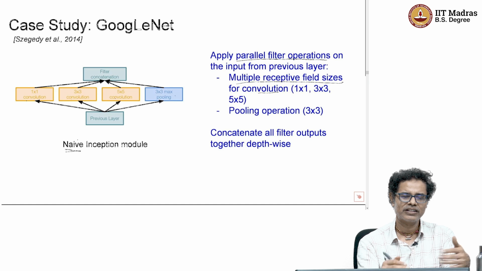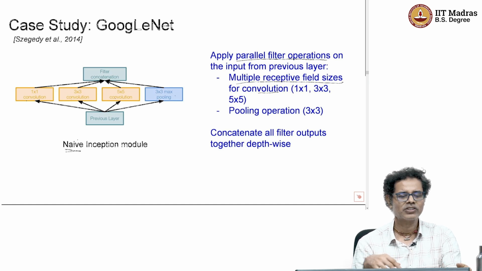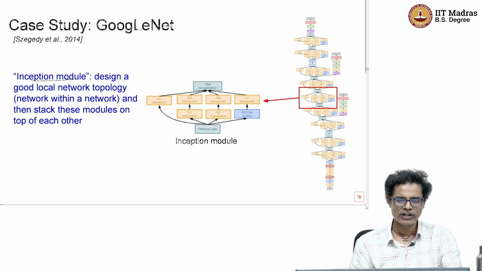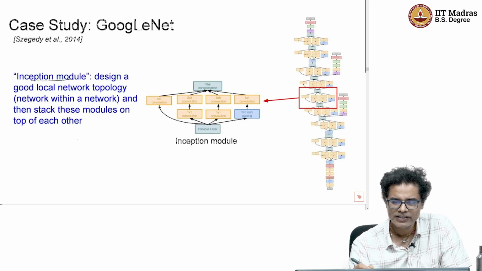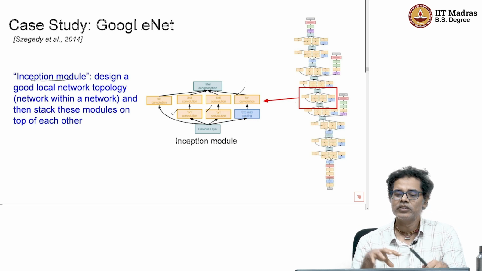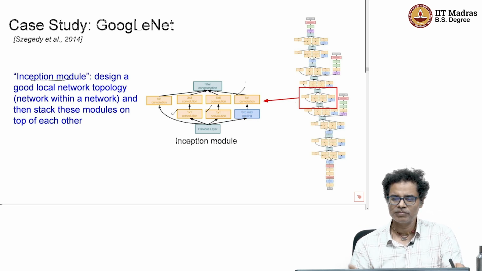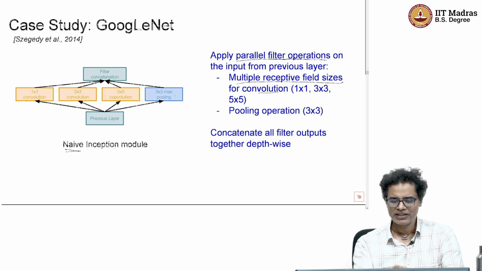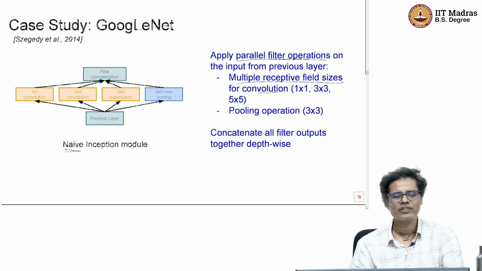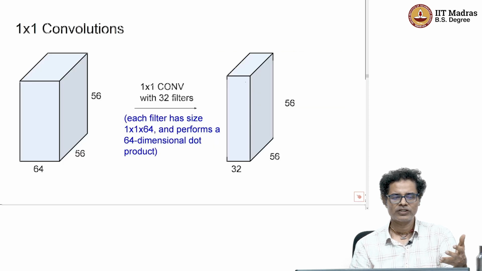What we'll see is that it increases the computation very much. So basically 1 cross 1 convolutions are used. All these extra 1 cross 1 convolutions are used to reduce the number of parameters or computations. But apart from those 1 cross 1 bottleneck layers, it is similar. Now we'll look at what this 1 cross 1 convolution is.